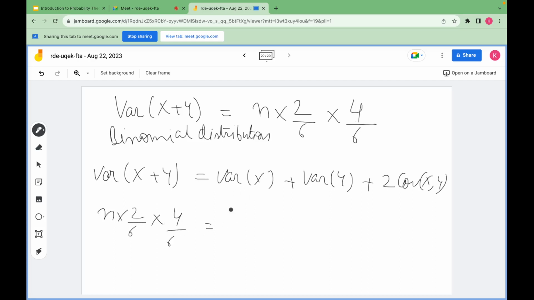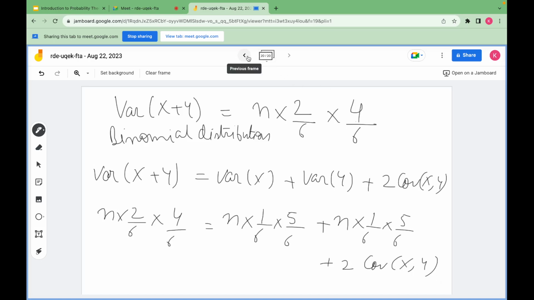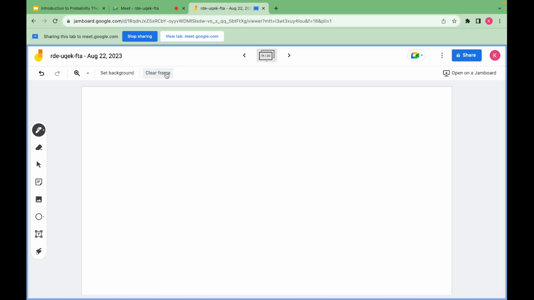We know that variance of x is n into 1 by 6 into 5 by 6. Similarly, variance of y is n into 1 by 6 into 5 by 6, plus 2 into covariance of x comma y. So from here we get the covariance of x comma y. How is it 4 by 6?